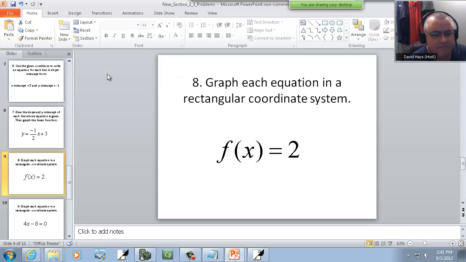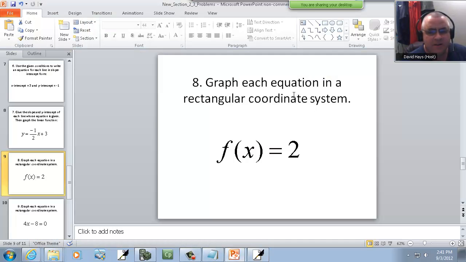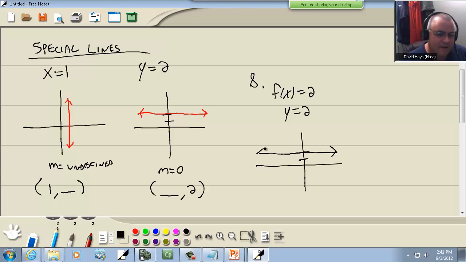So let's look at some of these now. We got f of x is equal to 2. It says graph each equation in a rectangular coordinate system. Now remember, f of x is the same as y, so they're telling us, I shouldn't have picked the same number. Oh well. It's a horizontal line at that number. So that would be our answer.